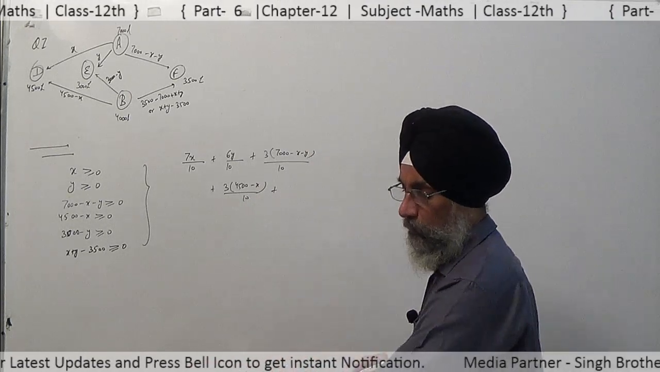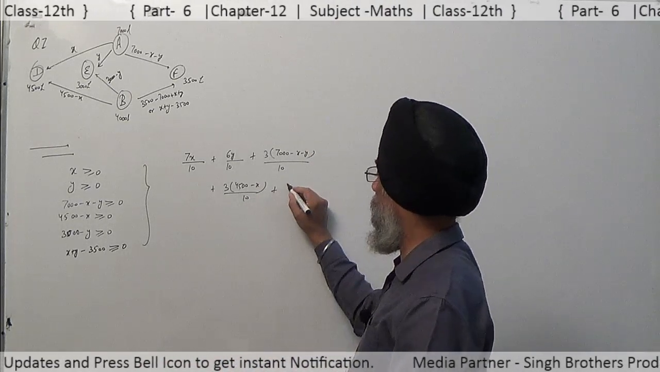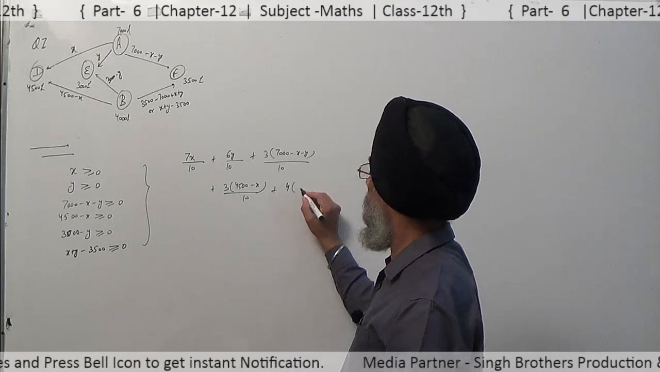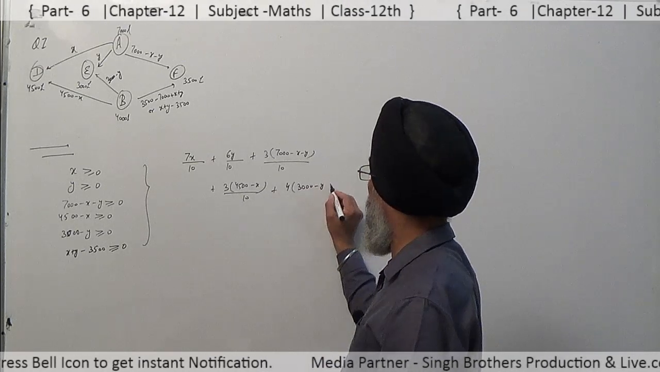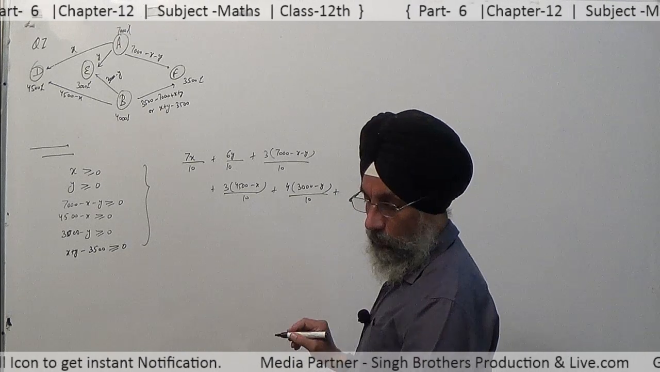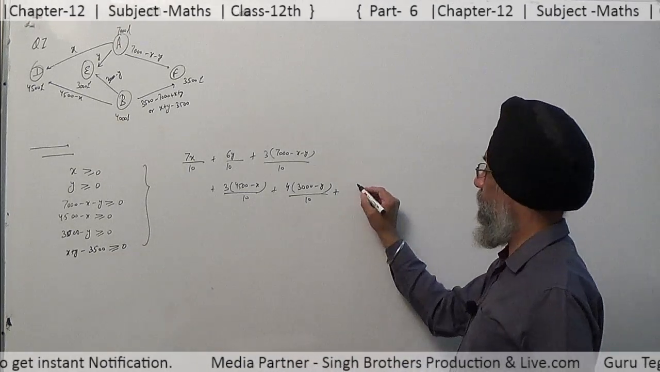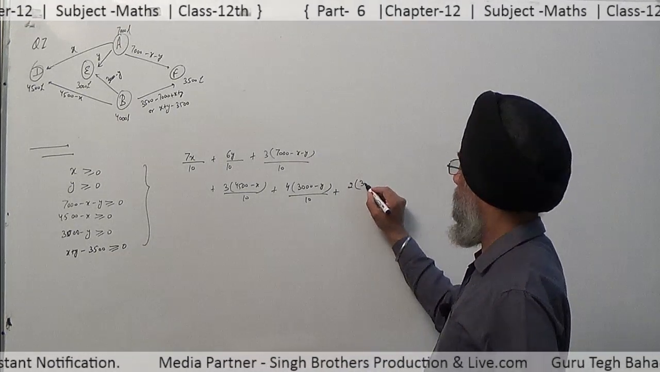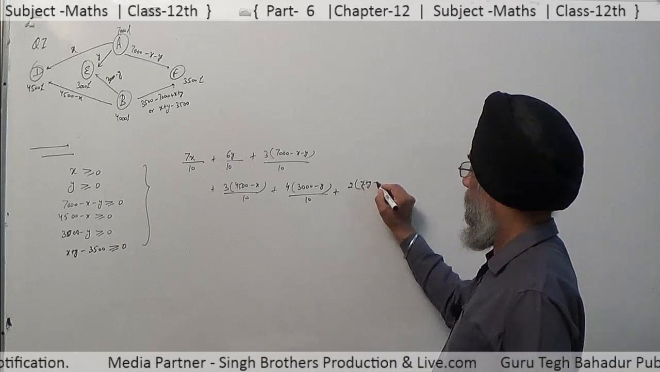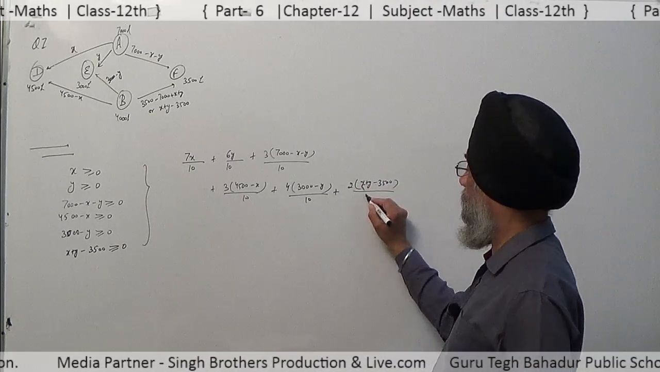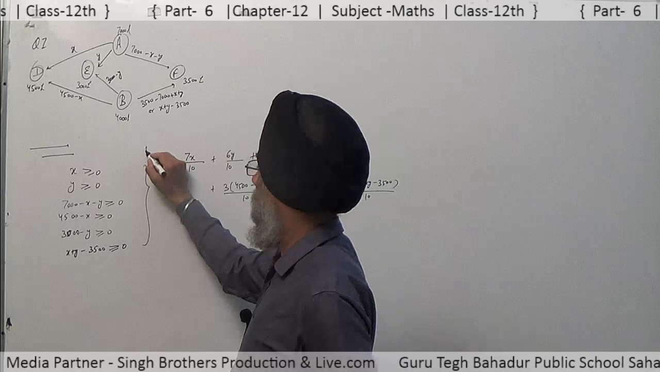From B to E the distance is 4 kilometers, so 4 into (3,000 minus Y) upon 10. From B to F it is 2 kilometers, so 2 into (X plus Y minus 3,500) upon 10. This becomes the transportation cost.